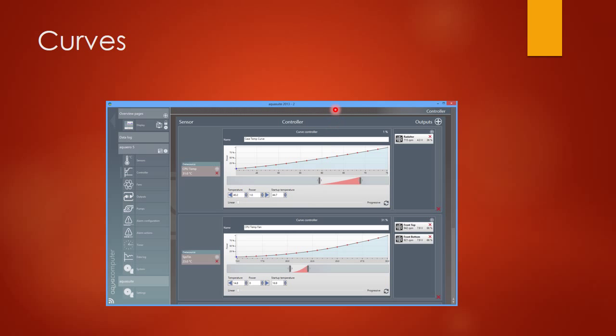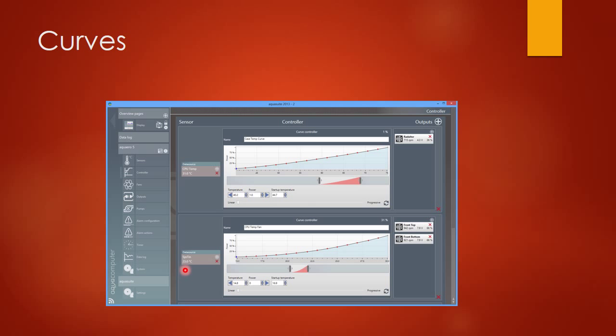Next we move on to the curves that I've set up. In setting these curves up, we first select a data source. So for this first curve, we are basing it on the CPU temperature. And so we're using the CPU temperature as our data source, and then based on CPU temperature, what we're outputting to is our radiator fans. So obviously the fans on the radiator will cool the CPU.